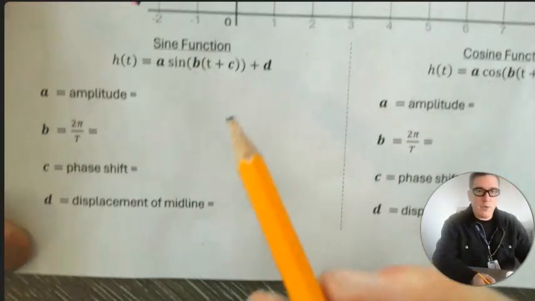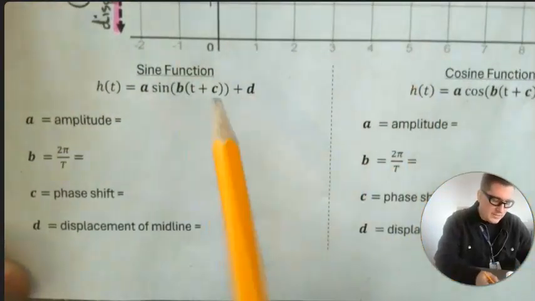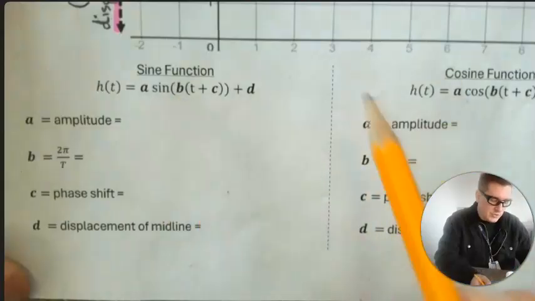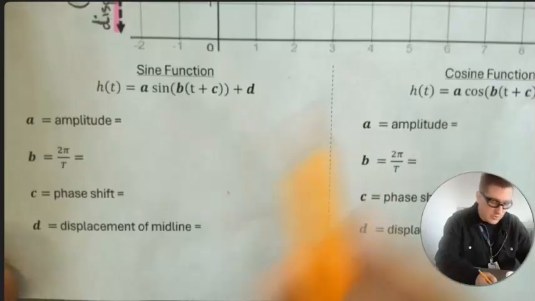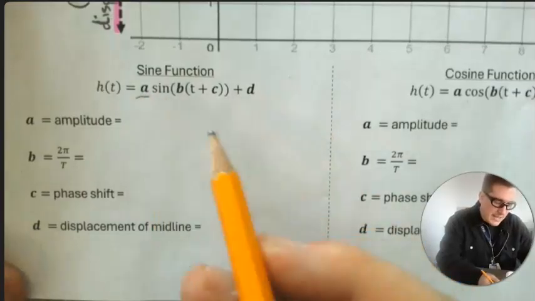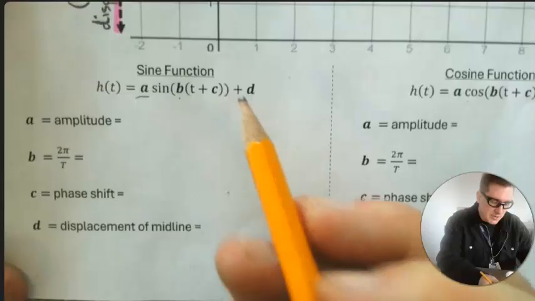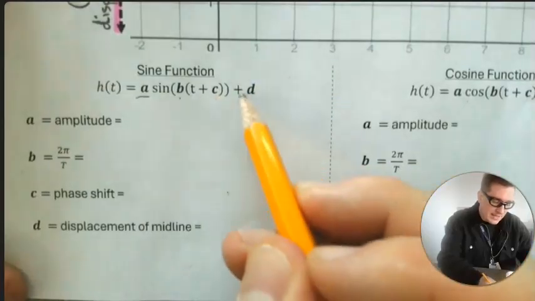So let's say I want to make a sine function that represents this graph. Well, the sine function has 4 coefficients that are transformations of the sinusoidal function. We have A, which is the amplitude, B, which I'm going to explain, and C, which I'll explain later, and D.